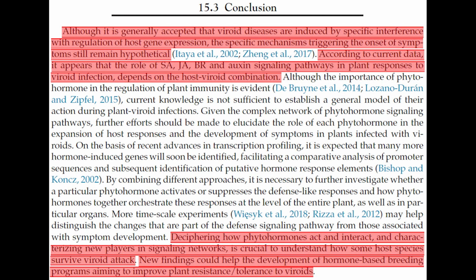So, conclusion here, they say that although it is generally accepted that viroid diseases are induced by specific interference with regulation of host gene expression, the specific mechanisms triggering the onset of symptoms still remain hypothetical. Honestly, it's very difficult to research these viroids, and when researchers are doing so, they are very careful in how they talk about it. They're very careful in deriving conclusions from model systems and from experimentation until they're very sure. They have to use a lot of corroborating independent evidence to be sure that what's happening at a genetic and molecular level is actually happening, and not just the abstraction of it.